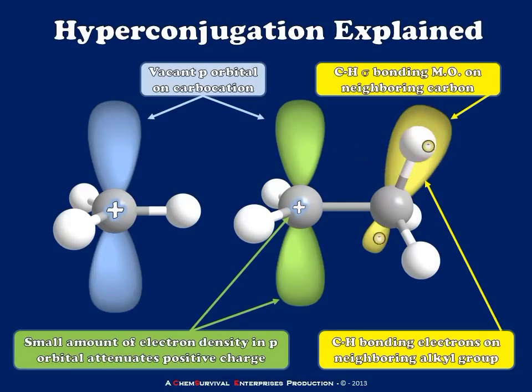And remember what we said previously: anything that decreases or delocalizes charge in small organic molecules or ions is going to stabilize them. So this is why having additional alkyl groups around a carbocation center makes them more stable and therefore more likely to form.